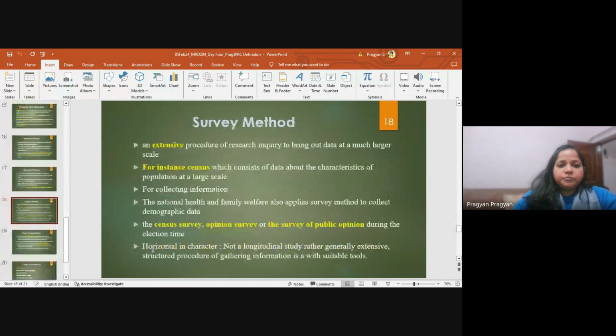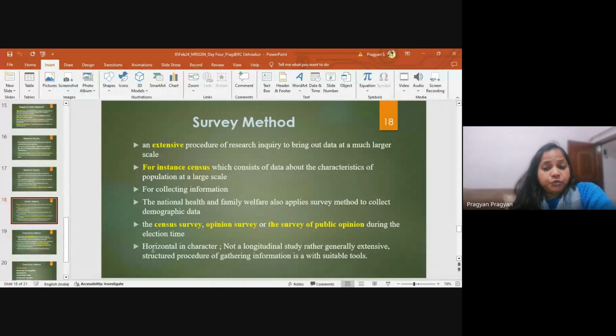Now let's take both of them one by one. The very good, very suitable example to understand how the survey method works for extensive understanding of data is the census survey. All of you must be aware of the census survey.